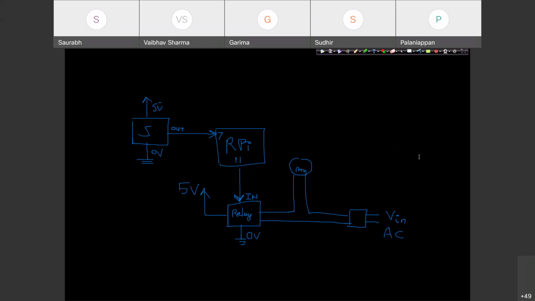Sir, can you explain once again the drawback of the Raspberry board for analog input? I think you can explain that portion again. Yes. So Raspberry Pi does not have an ADC, right? It does not have an ADC. That is the bad part with Raspberry Pi till now.